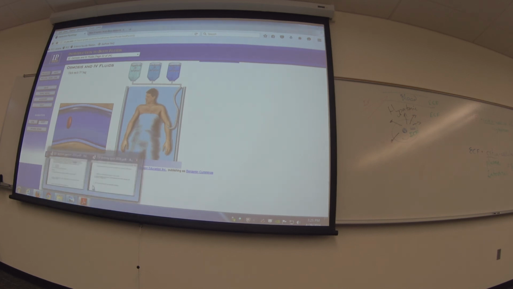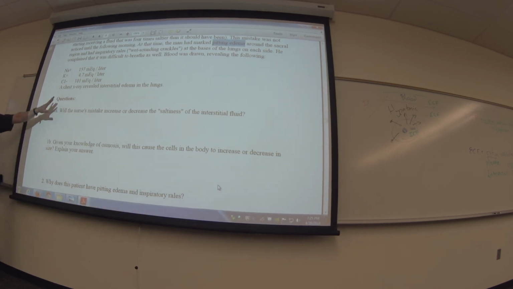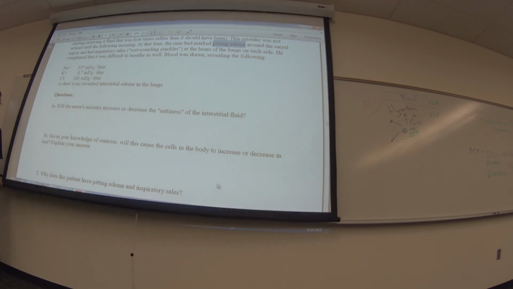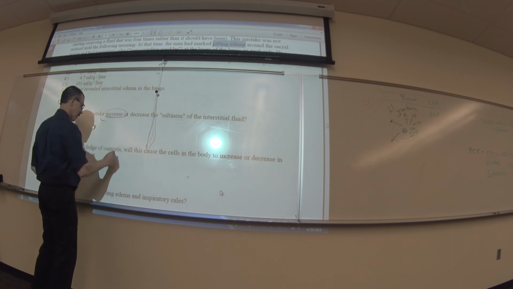So if we go back to our case study, right here. Your knowledge of osmosis, what are the cells going to do? They were going to shrivel. I made the outside of the cell saltier. That's going to draw water out of the inside of the cell. So they're going to get saltier, or shrink. So increase, and they're going to shrink.